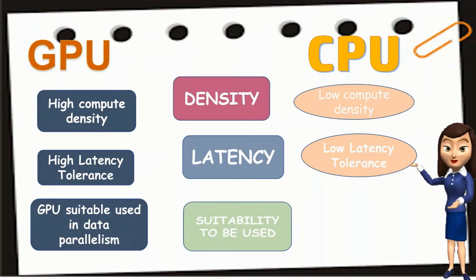Next, the third term is suitability to be used. GPU suitable to be used in data parallelism. Data parallelism means concurrent execution of the same task on each multiple computing core. While CPU is suitable to be used in task parallelism. Task parallelism means concurrent execution of different tasks on multiple cores. Differences of GPU and CPU in terms of built-in parallel or serial. GPU built for parallel operation, while CPU is optimized for serial operation.